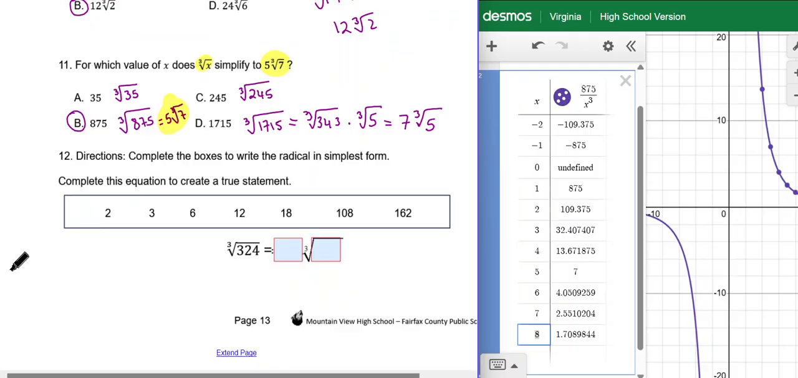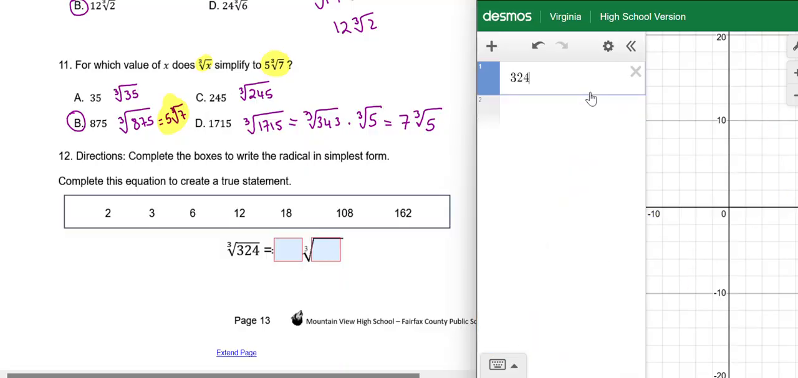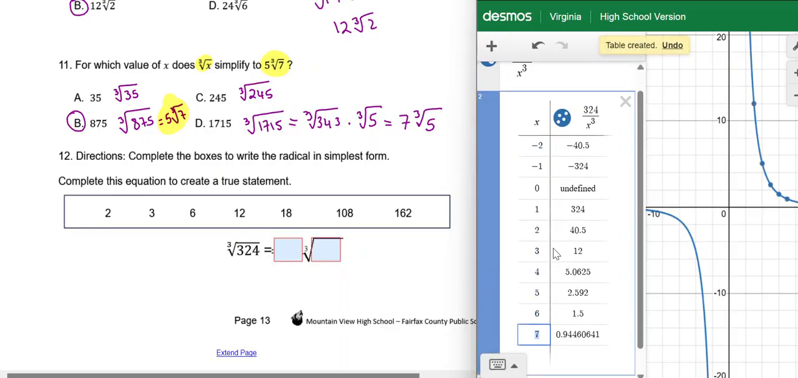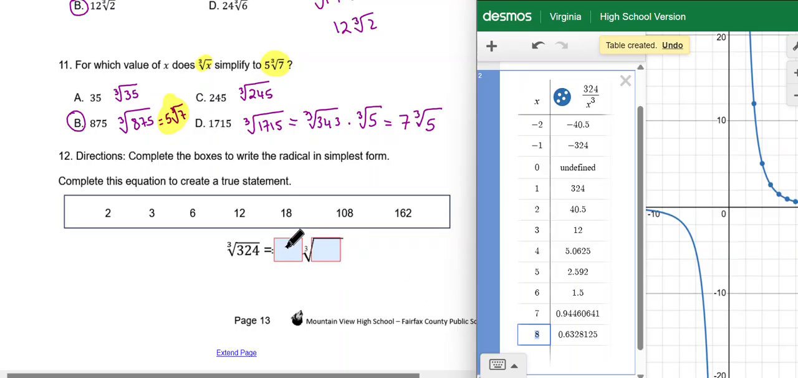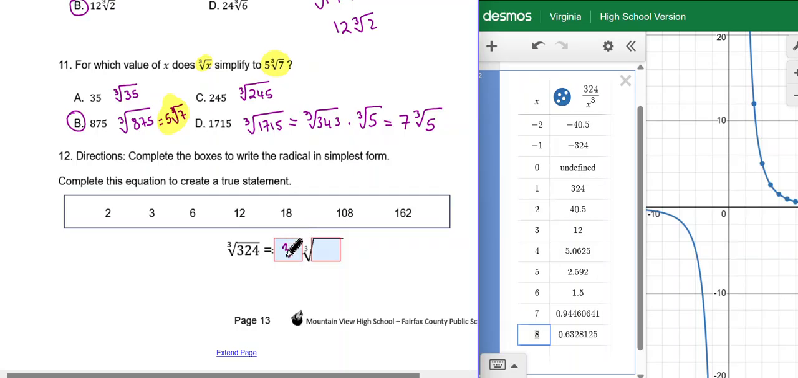All right, last one, complete. So same thing, I'm just doing cube root of 324. So I'm going to do 324 divided by x cubed this time. Boop, boop. Just keep pressing enter, and then there you go. 3 is the number on the outside. Cube root of 12 is the number on the inside.